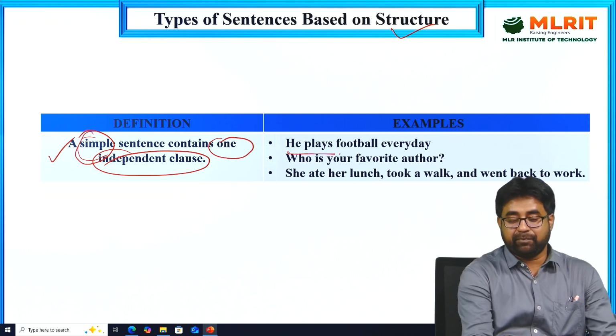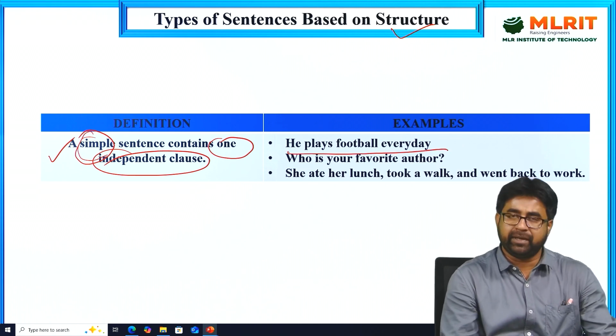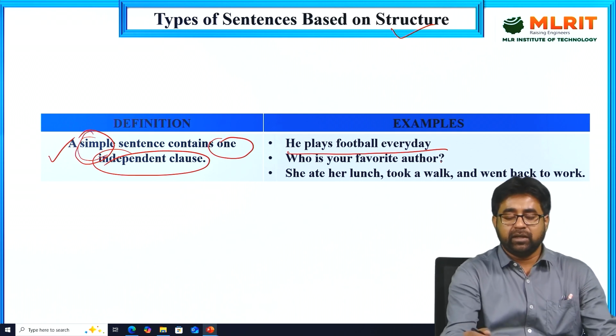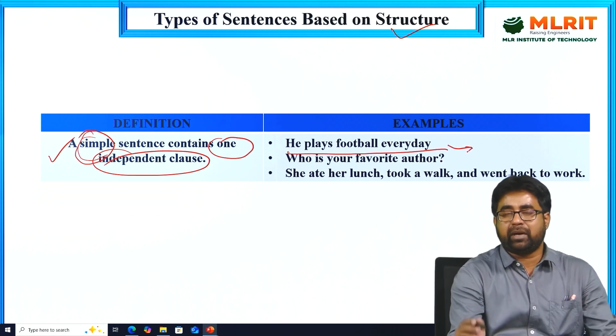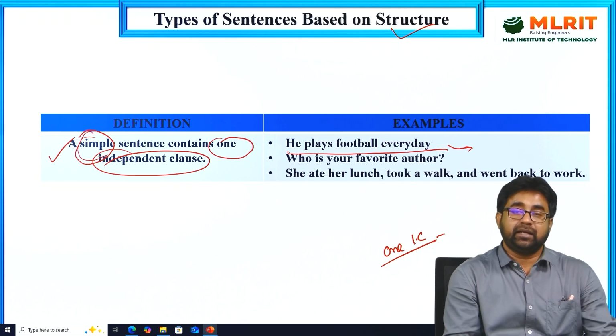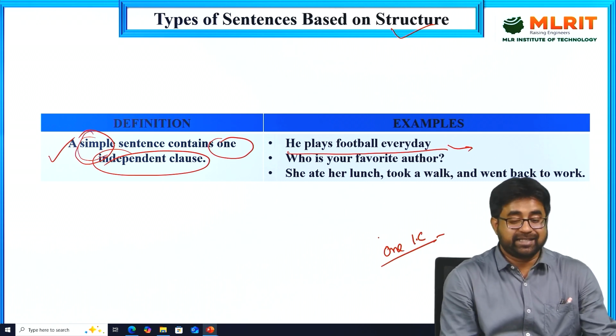So you can see the example here. He plays football. I am happy. He likes chocolate, for example. Who is your favorite author? It's a question. But these are all containing what? One independent clause, one single independent clause. And that's why they are known as simple sentences.